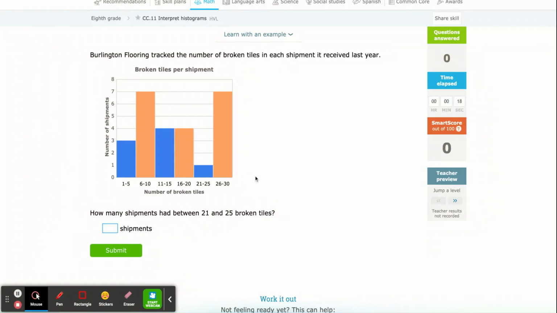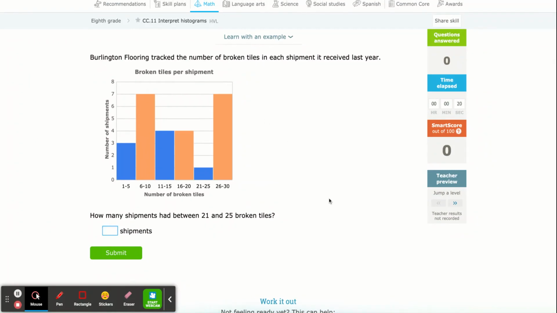Welcome. In this lesson, we're going to learn to be able to interpret a histogram. Now, a histogram is similar to a stem and leaf plot that's flipped on its side, but there's not quite as much information. And what I mean by that is here we have the number of broken tiles, and here are the number of shipments.